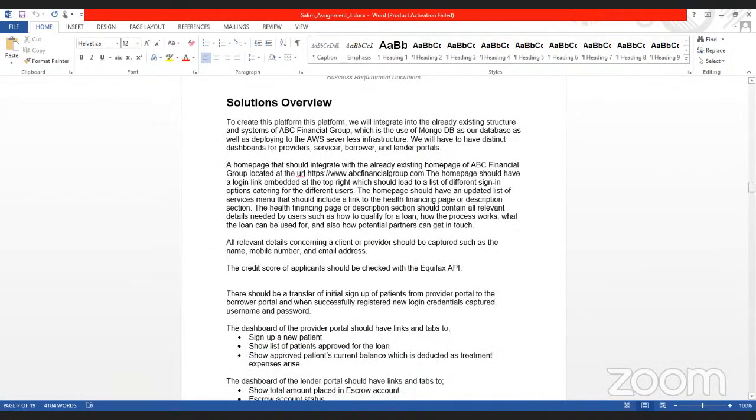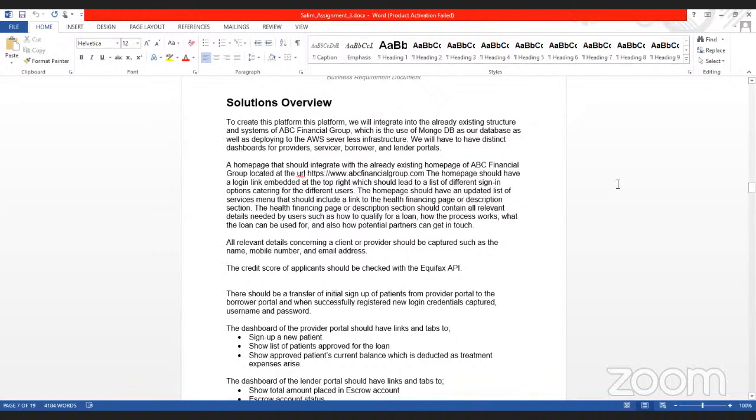So an overview of the solution. Given their problem, we intend to create a platform which would make use of MongoDB as our database, and we'll be deploying it using a serverless infrastructure, which is the AWS serverless infrastructure. And the platform should have dashboards for all the various actors so that at least they can track the vital information that they may need, also as are required by any sort of law or any sort of compliance issues.